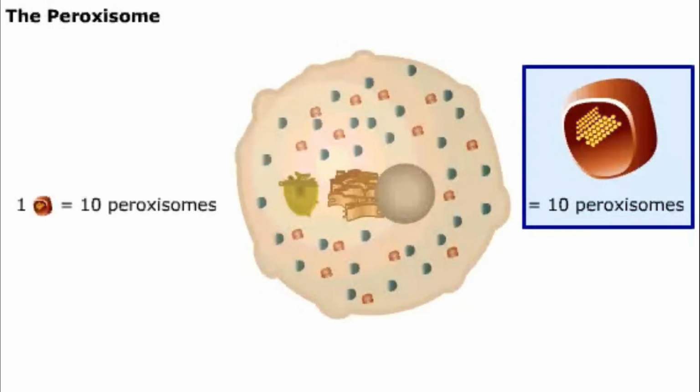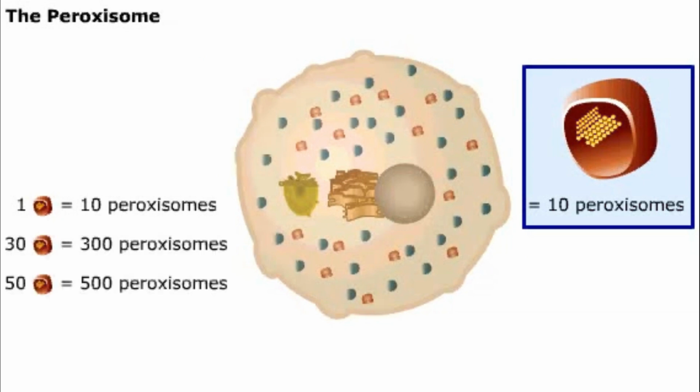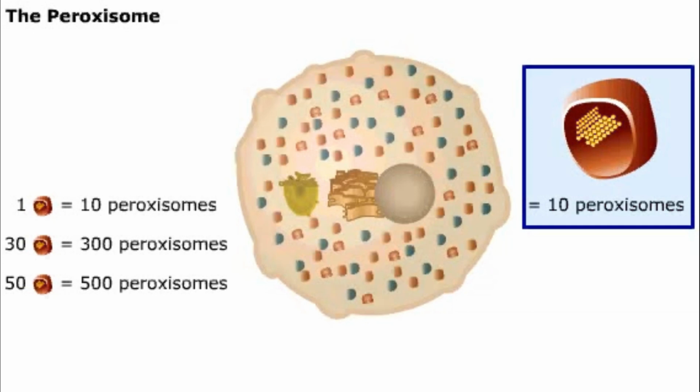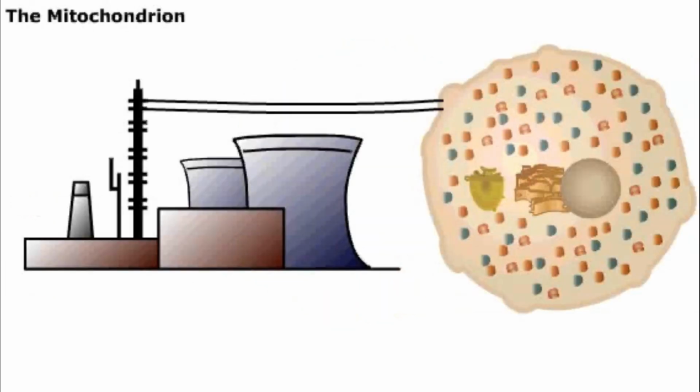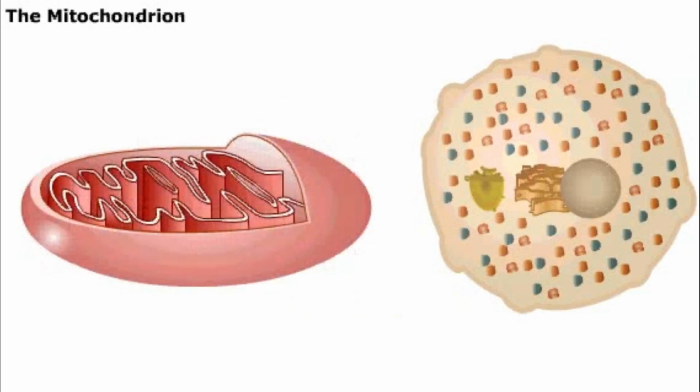Yes, that's it. Since each symbol represents 10 peroxisomes, we need between 30 and 50 symbols in our cell. Let's add 40 symbols, equivalent to 400 peroxisomes. Now let's think about where the cell gets most of the energy for the processes we've looked at so far. The mitochondrion is the cell's main power plant. Mitochondria convert the chemical energy in food to a more usable form, adenosine triphosphate, or ATP.